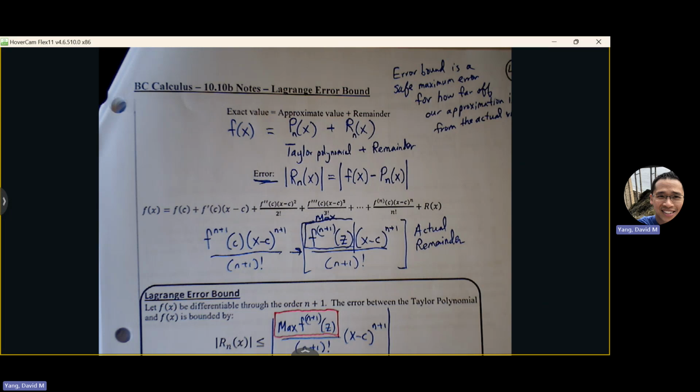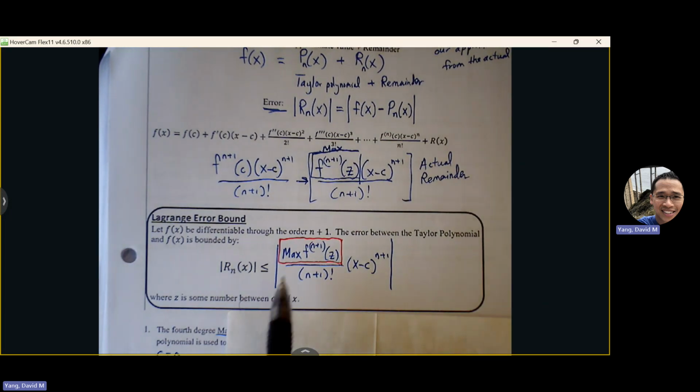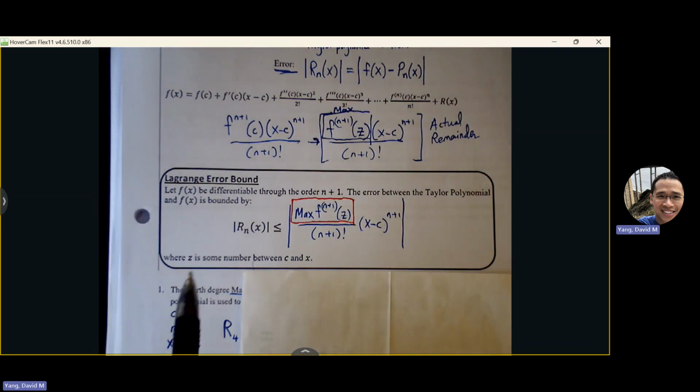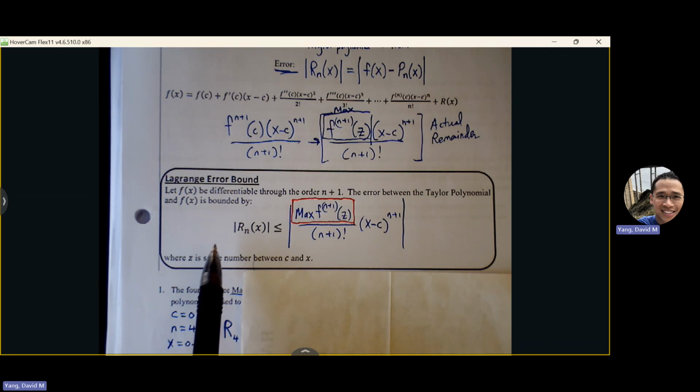Okay, if you guys can copy this down here, this is the Lagrange error bound, and then I'm going to go to the next page in a second and break everything down and talk about every little piece within this formula, because right now it seems like a lot. So just copy this down, and we'll talk about a more detailed breakdown on the next page. And after that, we'll come back and look at some of these examples.